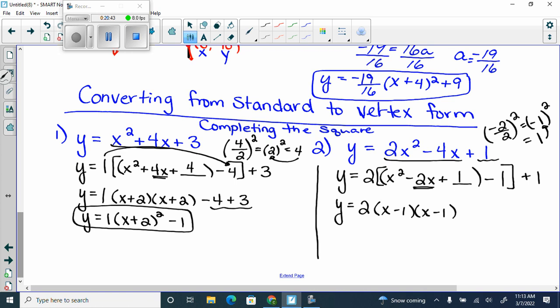It's a perfect trinomial square, so the two factors are the same. And then I can't forget to multiply these. That's how the square bracket goes away. 2 times negative 1 is negative 2 plus 1. So I'm going to get y equals 2 times (x minus 1) squared minus 1.